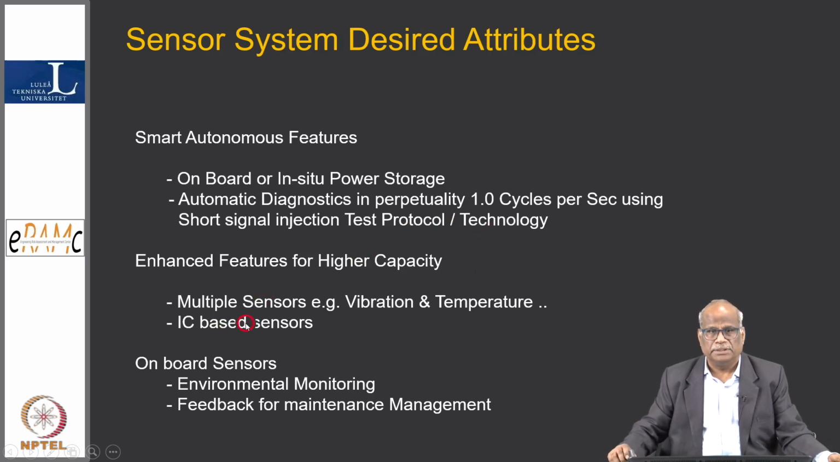Enhanced feature for higher capacity, multiple sensors. Like temperature and vibration, we use extensively in electronics. So there should be provision for 4 to 5 sensors to be connected. Then it will be more useful for us. And IC based sensor, because the size of the sensor should be reduced to the extent possible so that we have an onboard sensor only. Then next, environmental sensor and feedback and maintenance management sensor. So this will safeguard me for any remote cause of failure and common cause failure altogether.